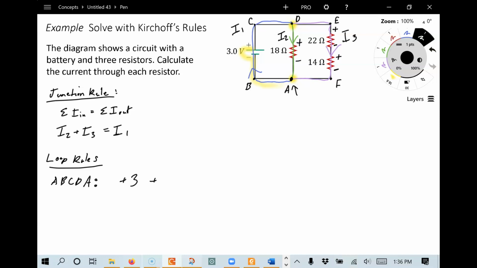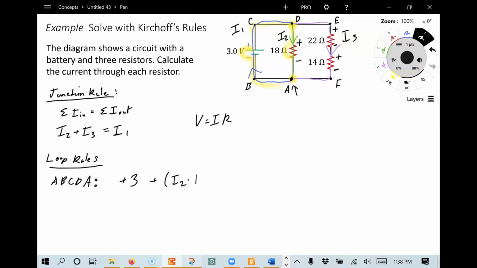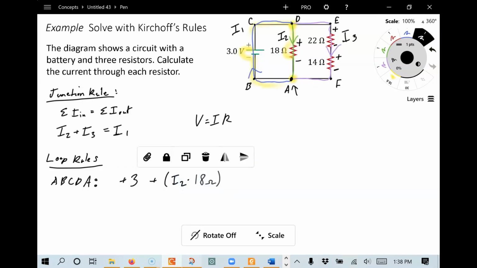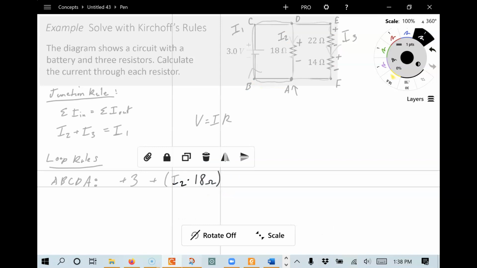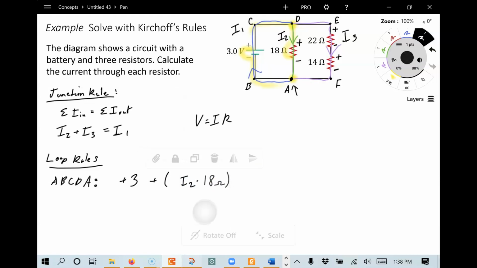Keep on going here. All right, we're moving along, nothing going on, nothing going on. Oh, I got to jump this guy. That's a decrease. We go from high to low, and we're going to use Ohm's law to write the voltage there. Remember, V equals IR. In this case, we've got I2 times 18 ohms. And remember that this was a drop. We went from high to low, and so decrease, I got to put a minus sign there.